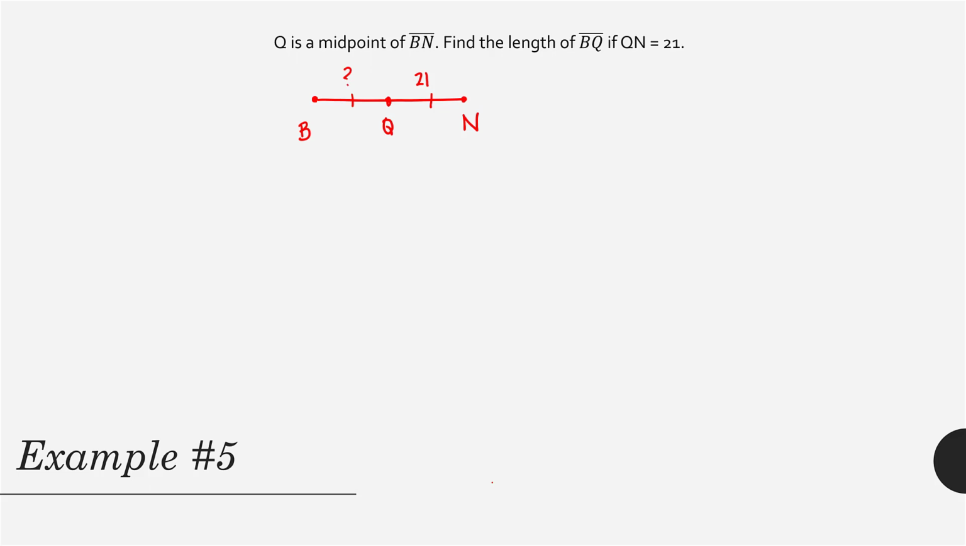Now this time with our geometry statement, we don't care about BN. Nowhere in the problem does it give me any values for BN. It wants to know a relationship between the left side and the right side, BQ and QN. So we know BQ equals QN because it divides it right in the middle. So BQ equals 21. And our reason here is the definition of midpoint.